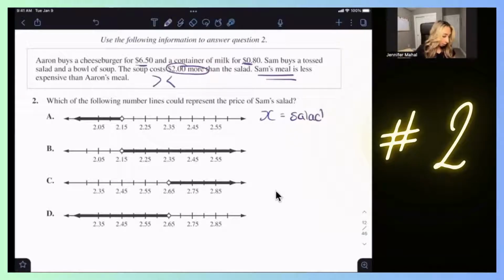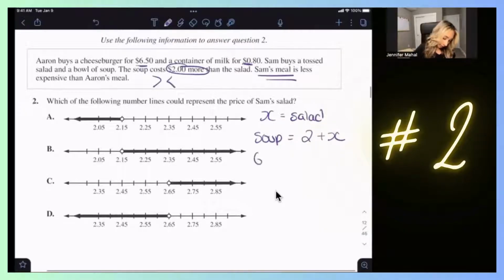And then we know that the soup costs $2 more. Okay, so anytime I hear the word more, my mind goes right to addition. So $2 more. So I'm going to write the soup, and that's going to be 2 more. So 2 more isn't 2 times, it's an addition of 2 more. So that means the soup is equal to 2 plus X. It's $2 more.